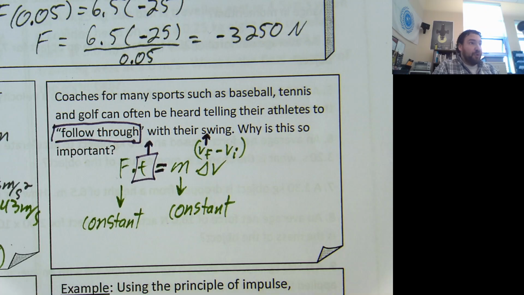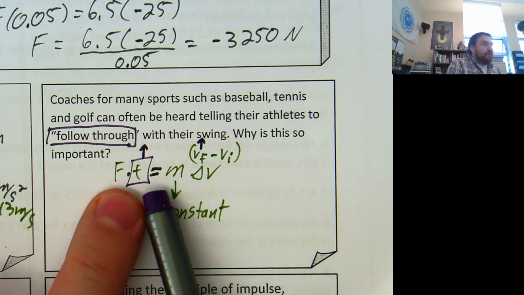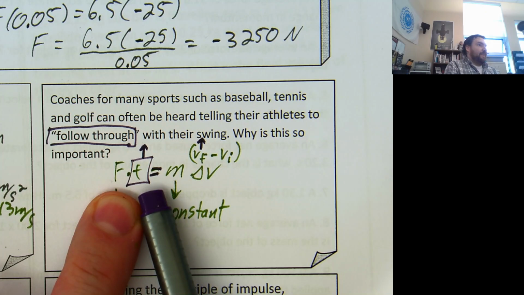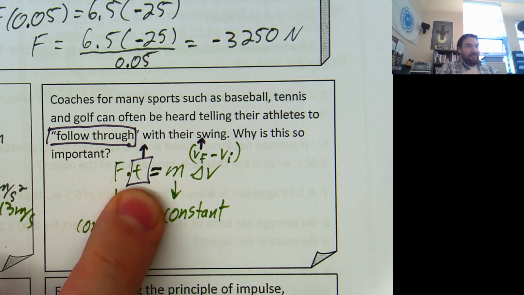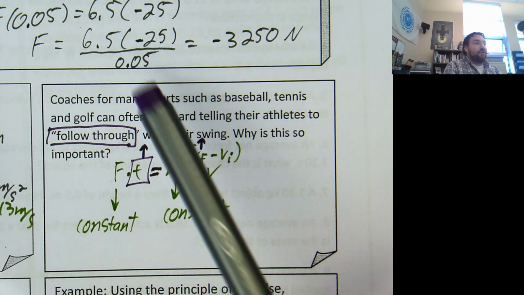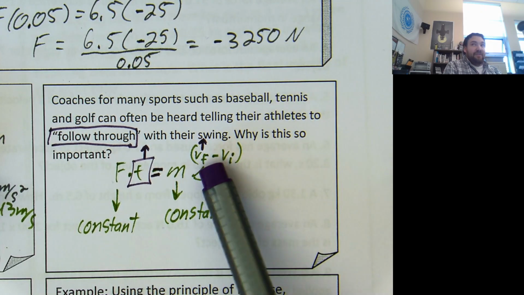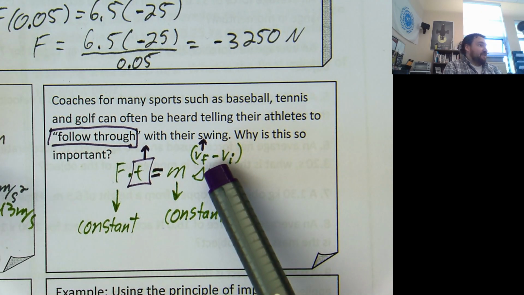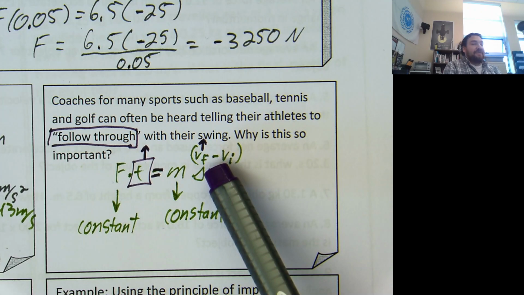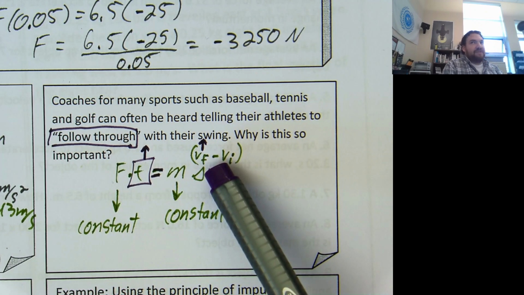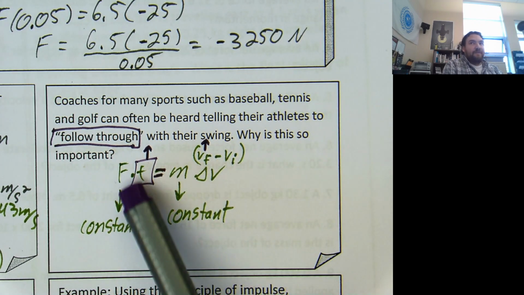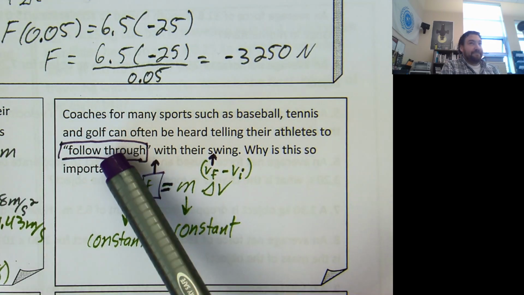Why are you punching through the face? Because you're increasing the time. You don't want to slow down. It's increasing the damage you're doing to the object. In the case of baseball, you want to damage the baseball. You want to damage the golf ball. You want to damage the other person's face if you're boxing. Follow through is important. Okay, one more example.